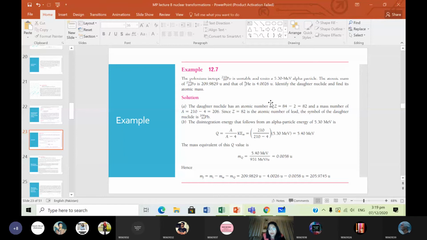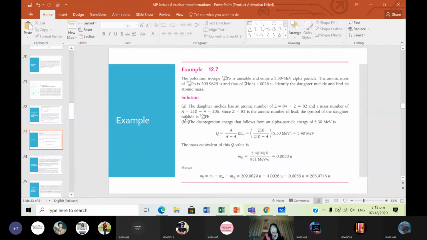So what do we have to do? Identify the daughter nuclide. Obviously, if the parent has a proton number of 84, the proton number decreases by 2 and the mass number decreases by 4. Now the daughter nucleus has mass number 206 and atomic number 82. This is the atomic number of lead. So the daughter nuclide is lead-206, 82, Pb, where Pb is the symbol for lead.